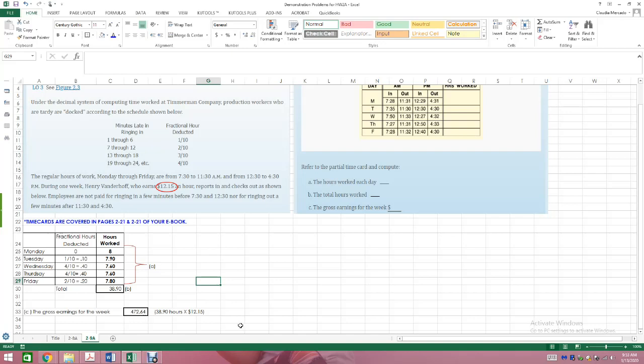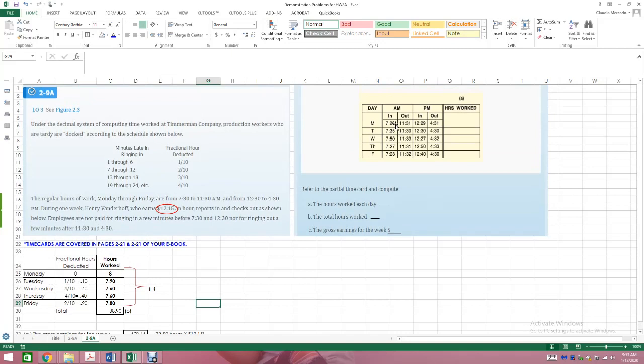Make sure that you take it a step at a time, that you read your time card carefully. Make sure that you understand if they get penalized for clocking in late. Now, there are specific exceptions here. If they clock in a few minutes before 7:30 and 12:30, or a few minutes after 11:30 and 4:30, they don't get paid, they don't get penalized, they don't get nothing. So those you don't have to worry about. Just worry if they are late clocking in from either back from lunch or just early in the morning. So that is the problem.